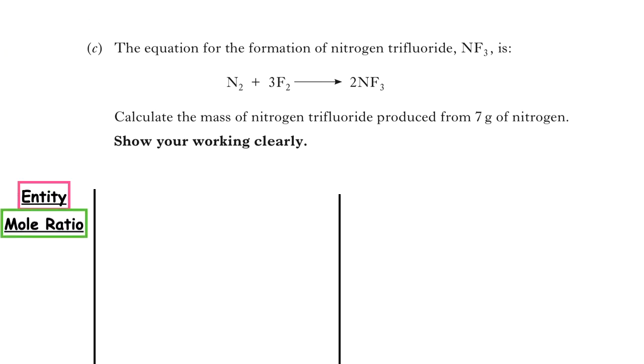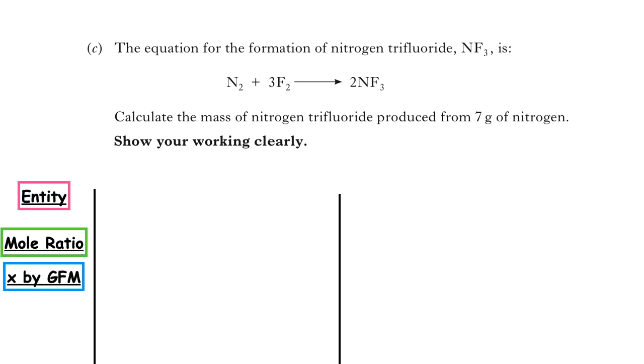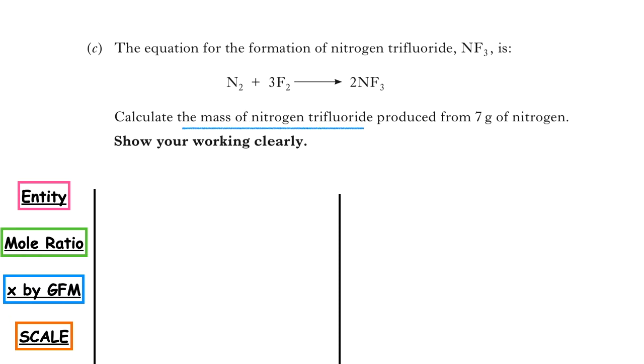So remember, entity, mole ratio, unit, scale. The question wants us to work out the mass of nitrogen trifluoride, so we put a box around that in the balanced equation which is given. And it's been produced from 7 grams of nitrogen, which means we have to put a box around the nitrogen in the formula.